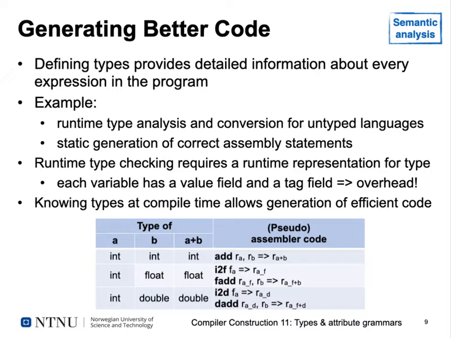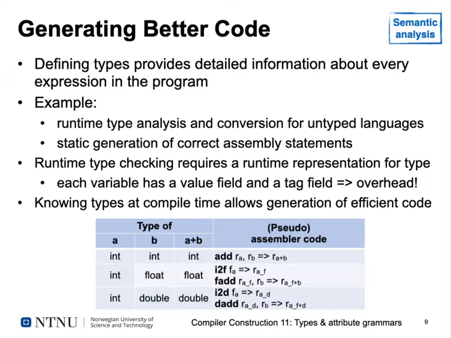So essentially, knowing types at compile time makes it easier for the compiler to generate good, which means efficient and small code. So for example, if we have two variables a, b, both an integer, then we know that our result of a plus b is also an integer, and we could generate something like, in pseudo-assembler, right away an add instruction that just adds two registers here, which would be integer registers, to store the result in some destination register.